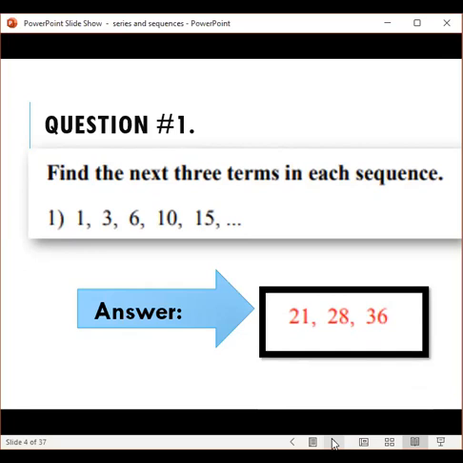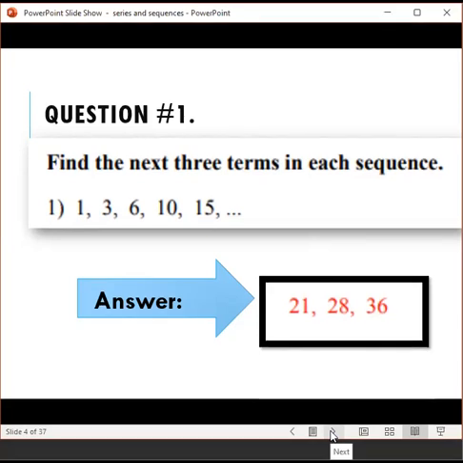Okay, so what was the pattern in this sequence? As you can see, from 1 to 3, we added 2. From 3 to 6, we added 3. From 6 to 10, we added 4. From 10 to 15, we added 5. So the next one should be plus 6, and then plus 7, and then plus 8. So you have here 21, 28, and 36.